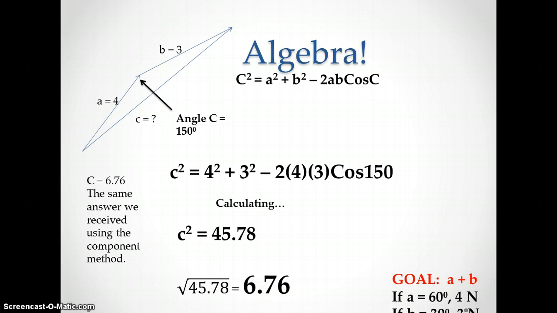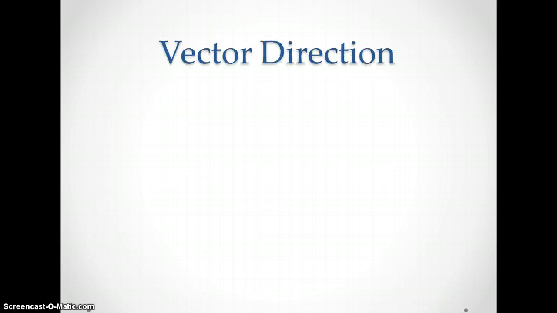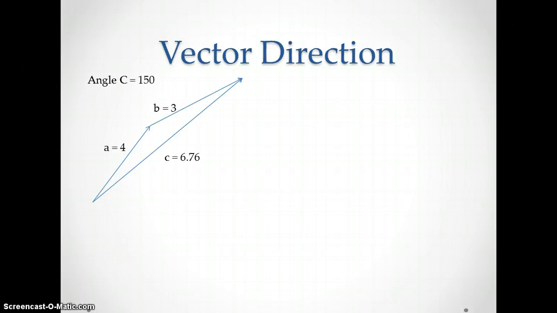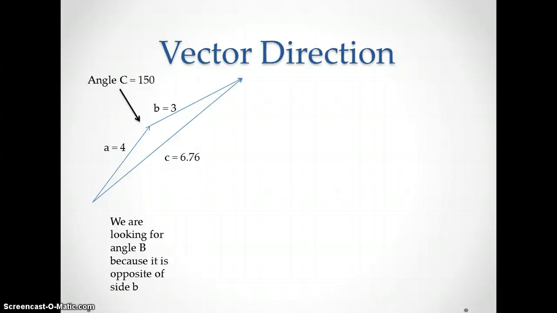And we remember our goal, always. So, the vector direction: let's remember our angles and our sides that are now known. We're now looking for angle B because it is opposite of side B. So look at side B, and the angle across from it is the angle we are trying to find.